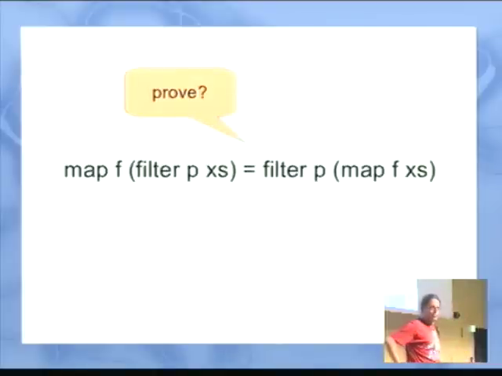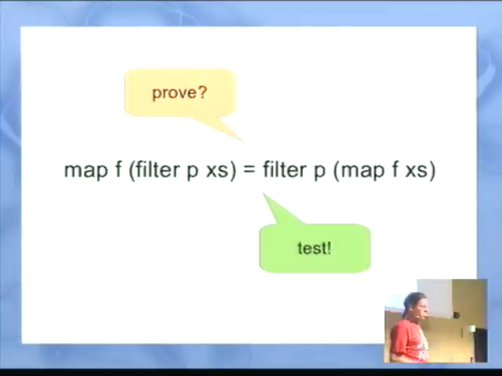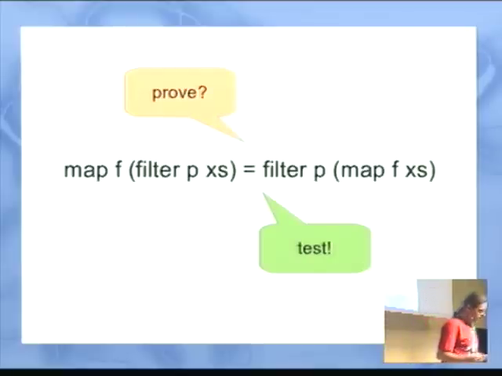So some people like to prove these kinds of properties, but in this talk we're going to talk about testing these kinds of properties. Okay, so we can use QuickCheck to test this property. And what it says is that for all functions f and predicates p, if you swap around map and filter, you get the same result, right?